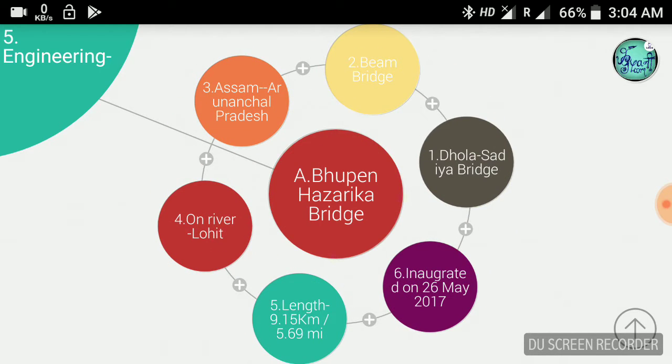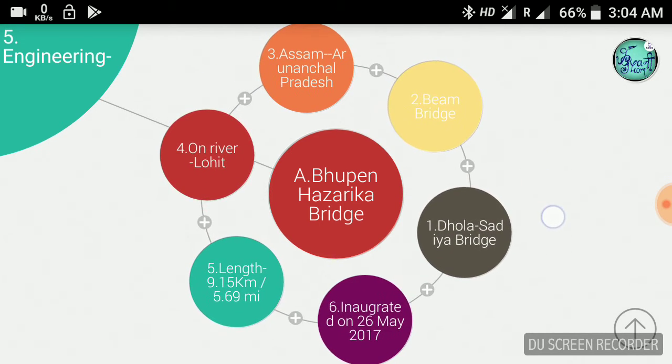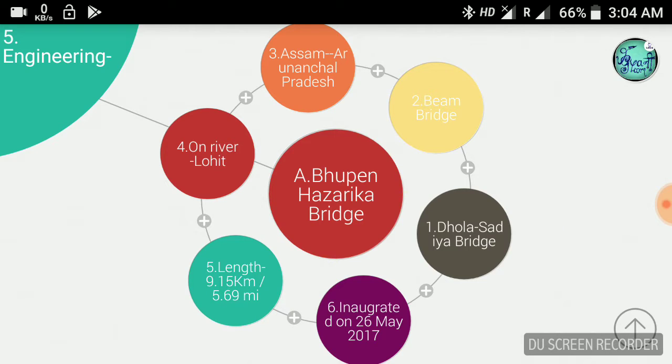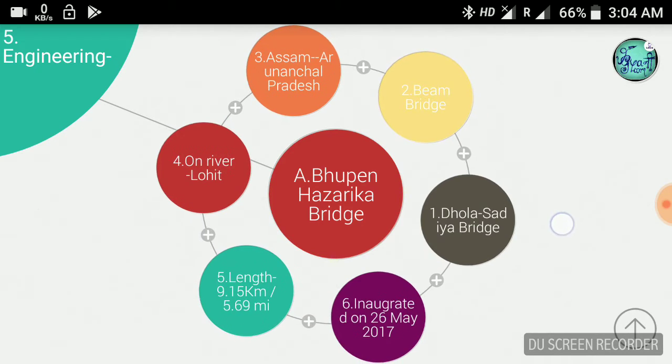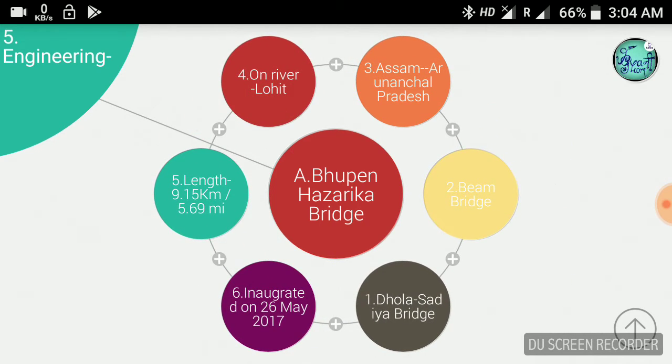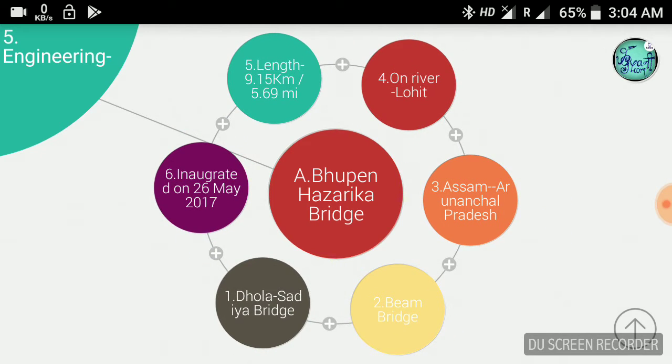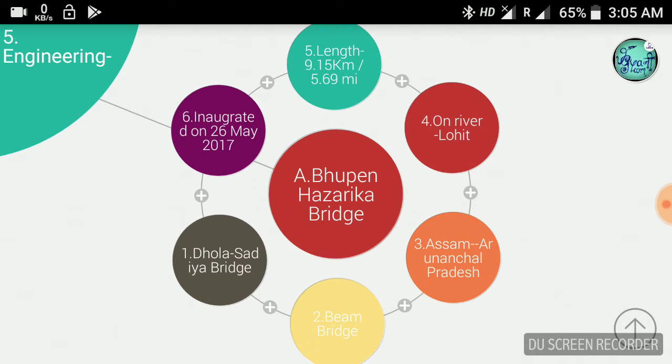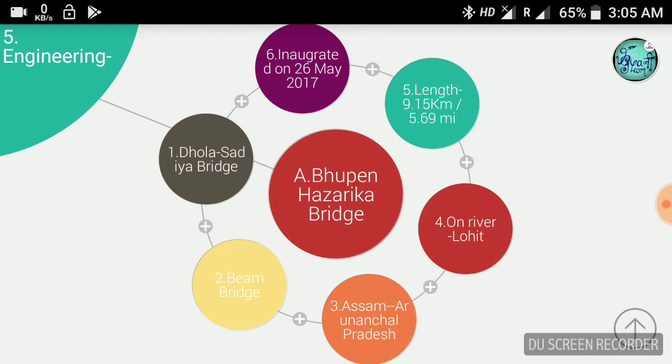I want to give you some information related to that bridge, because it is currently the longest bridge in India. Its actual name is Dhola Sadia Bridge, and it is a beam bridge, which science students usually know about. It connects Assam to Arunachal Pradesh, and it is on the river Lohit.